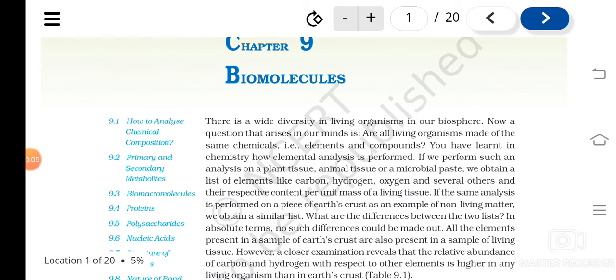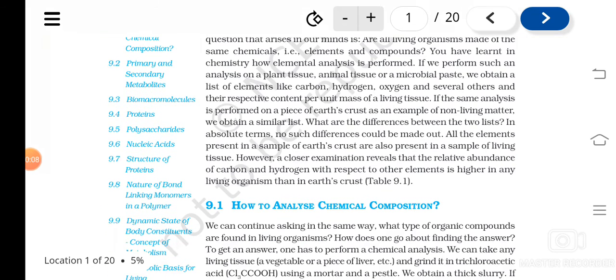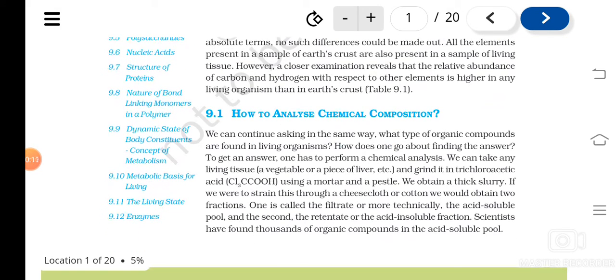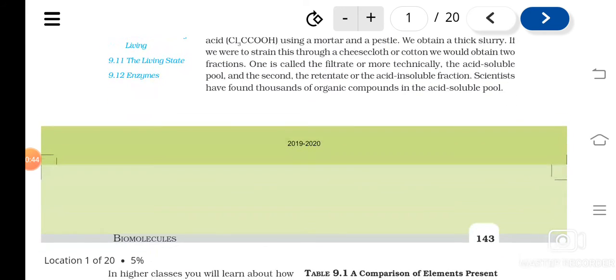So, we are studying chapter 9, biomolecules. In this, I have explained that we can study the different biomolecules by different methods, like chemical analysis. It can be done by grinding the living tissues in trichloroacetic acid. When you filter the content, you will get two fractions. What are they? The acid soluble fraction and the acid insoluble fraction.